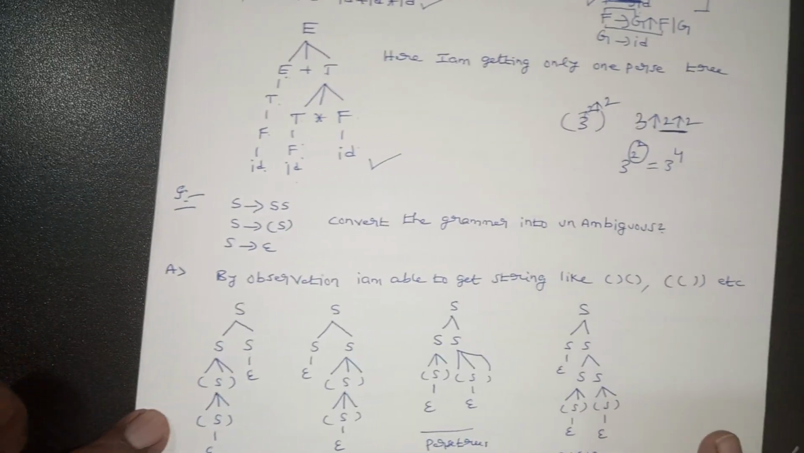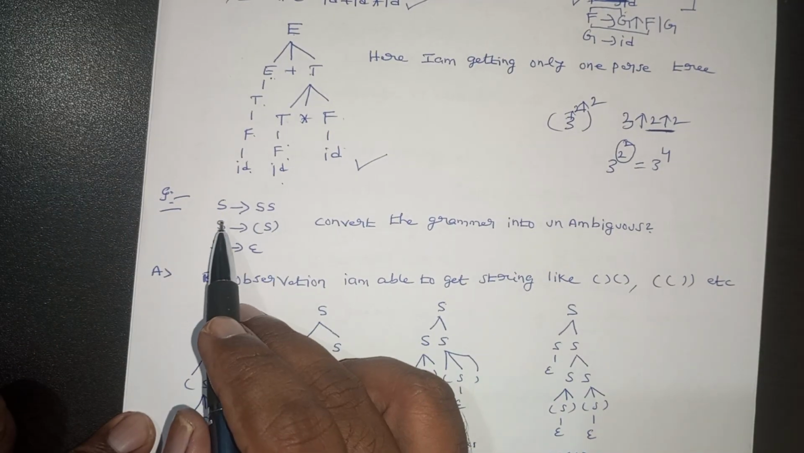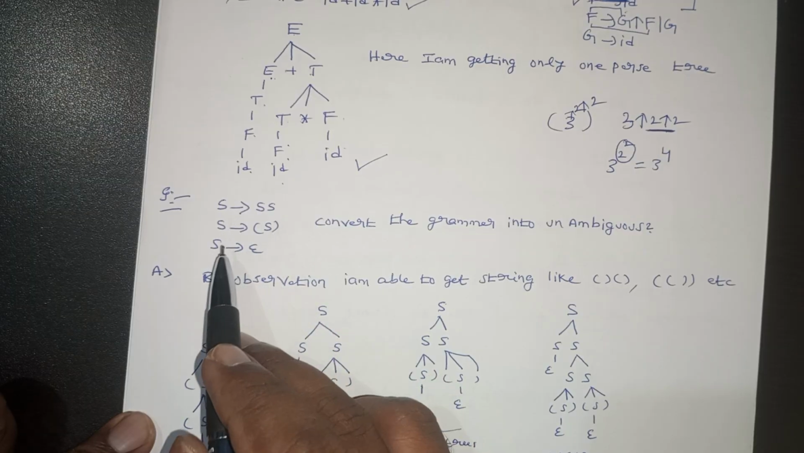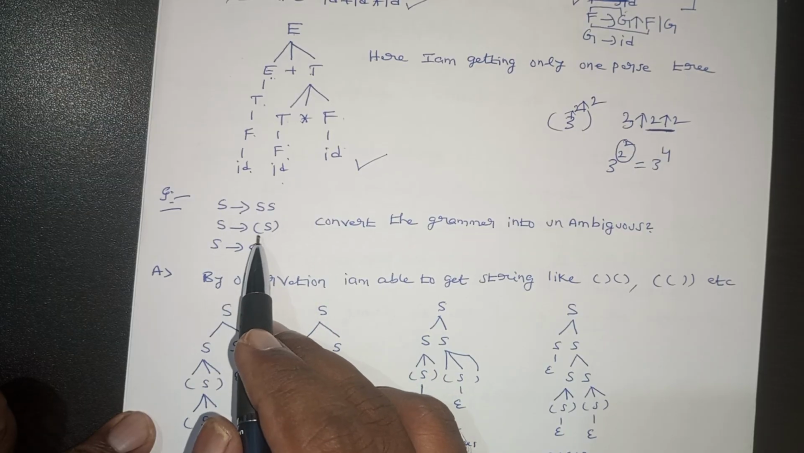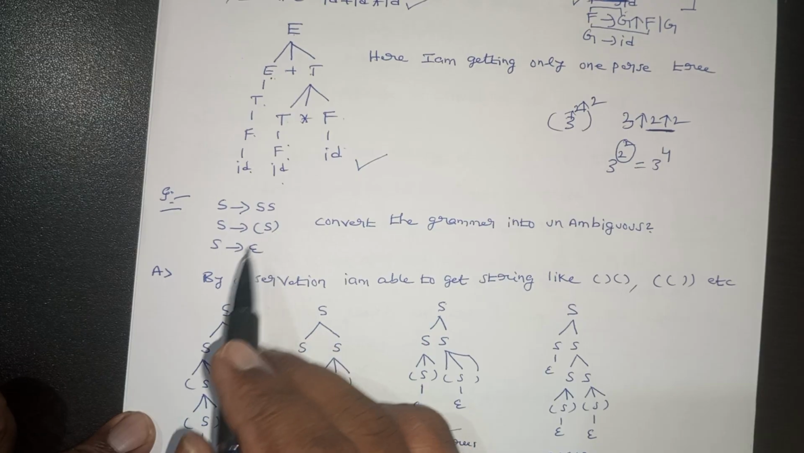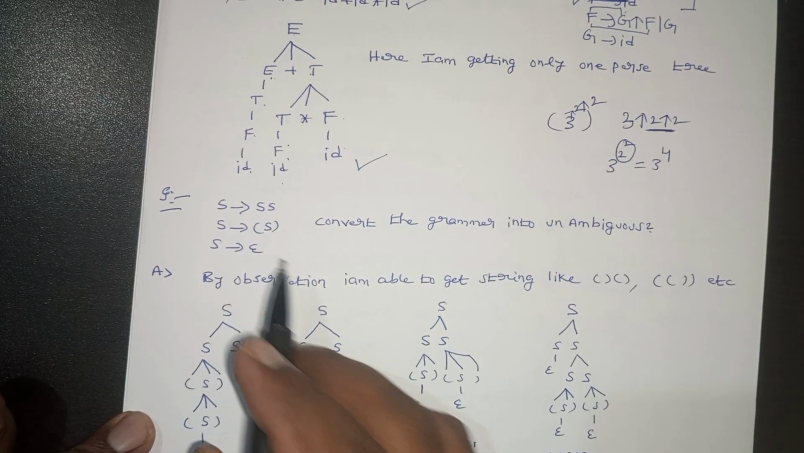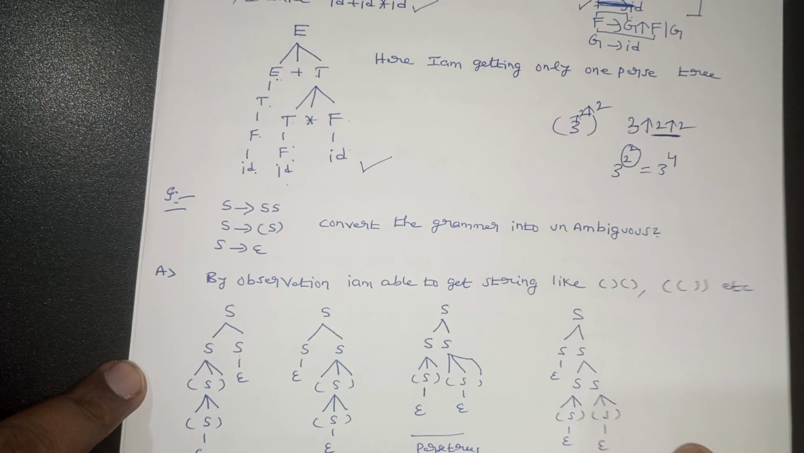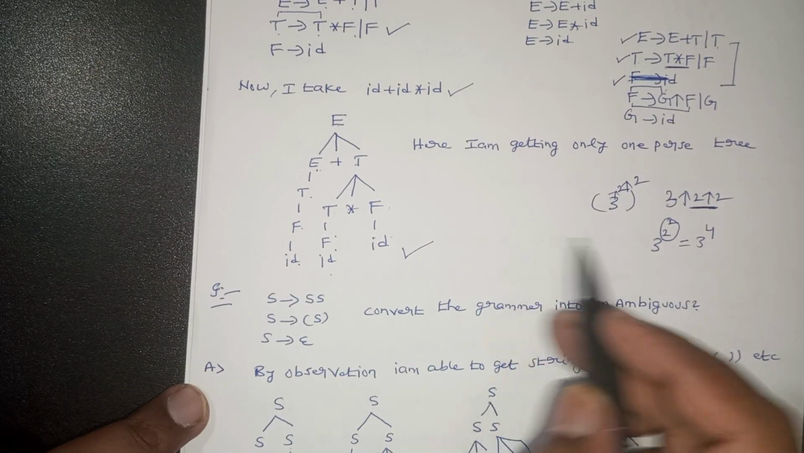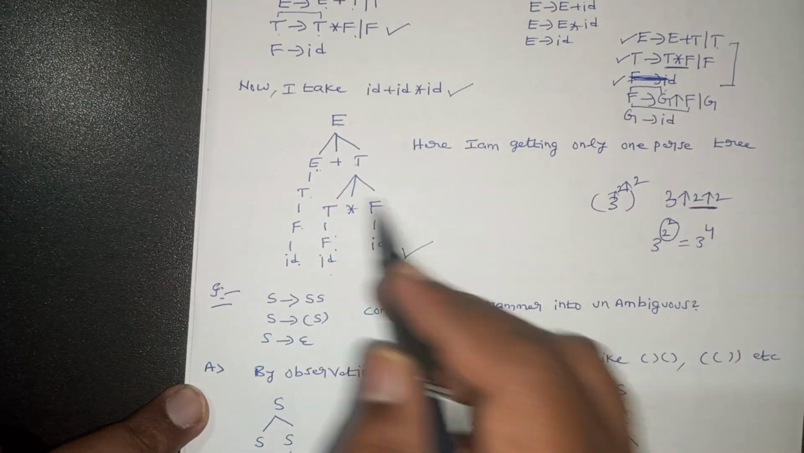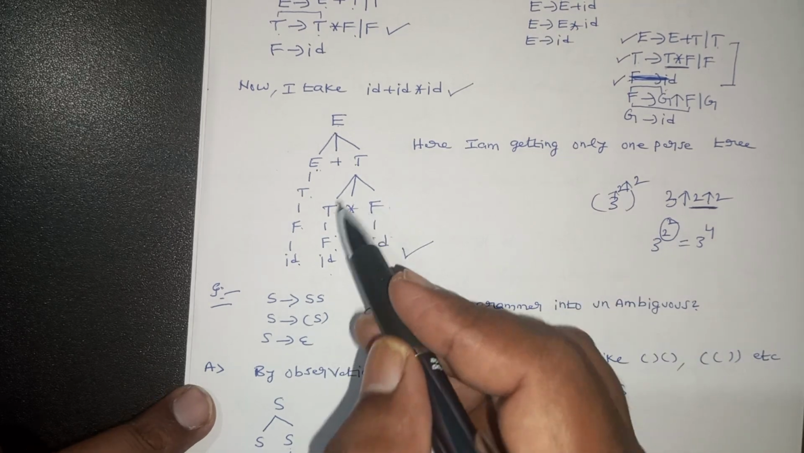Now take one more example. S tends to SS, S tends to left parenthesis S right parenthesis, S tends to epsilon. And one more thing, I will tell how to print this output onto the screen. So you start like this.